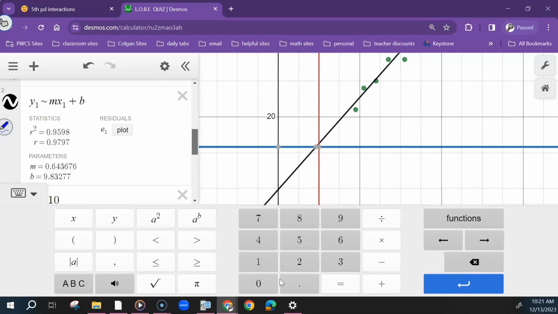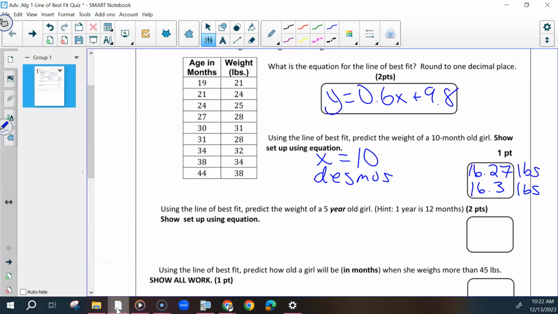So the full point for that one was, did you show me how you put it in decimals or in the calculator, which I'll do in a second? Did you get the right answer or about the right answer? You rounded, and your label.